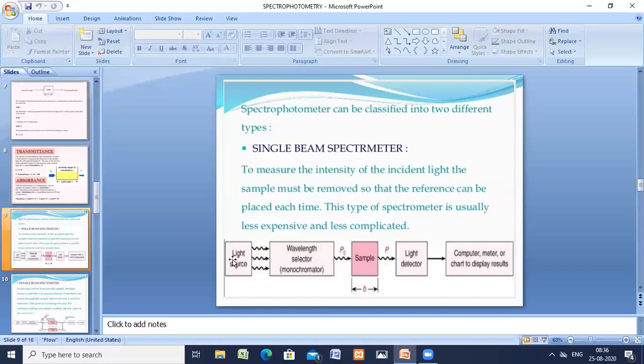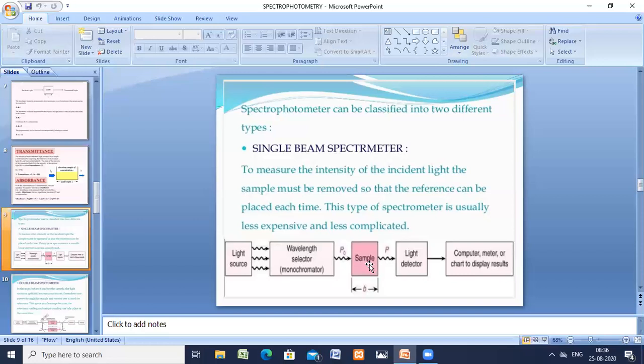Two radiation sources are used here: quartz and a halogen lamp for the visible range, deuterium for the UV range. Monochromator is gray. Detector is the photomultiplier tube. Okay, light source comes here, goes into the monochromator, and then it comes to the sample.